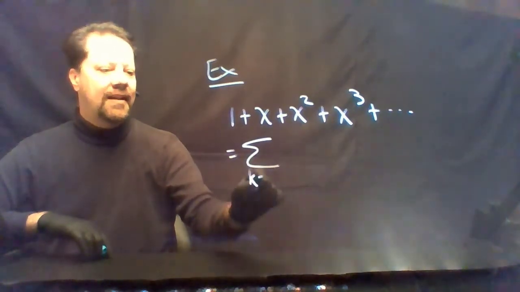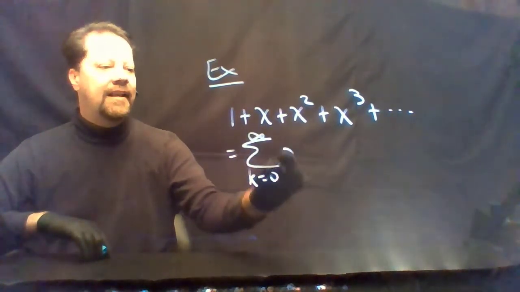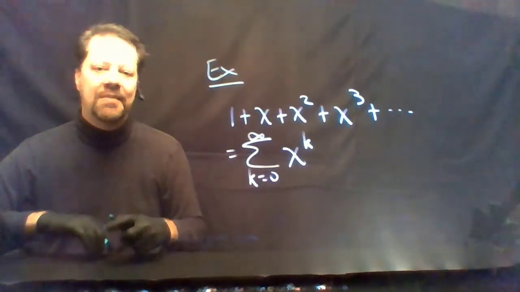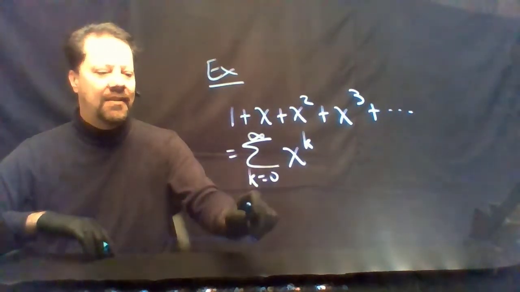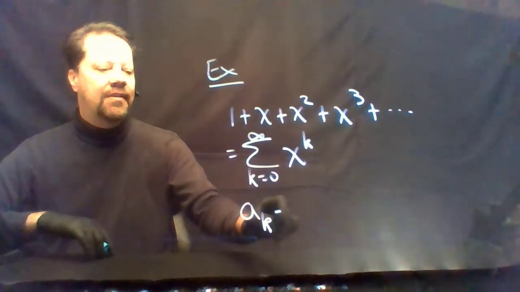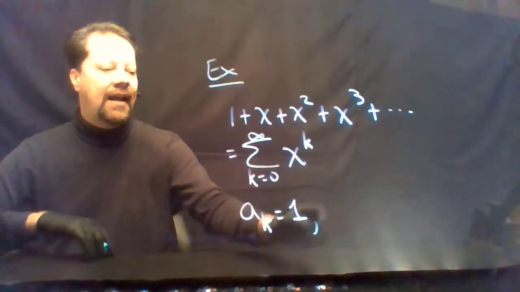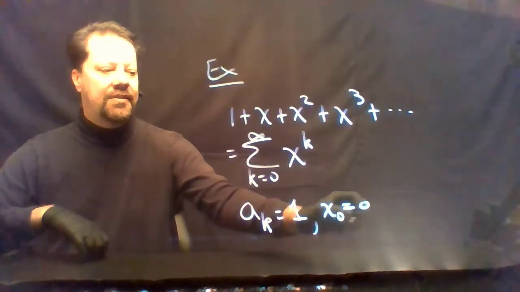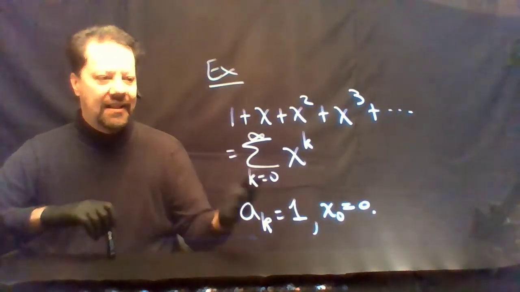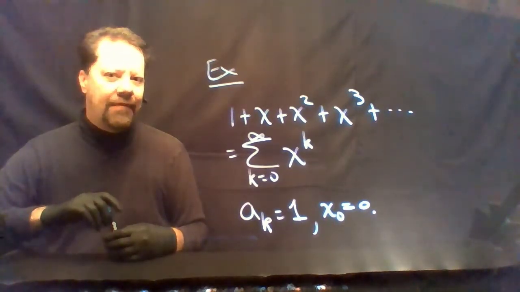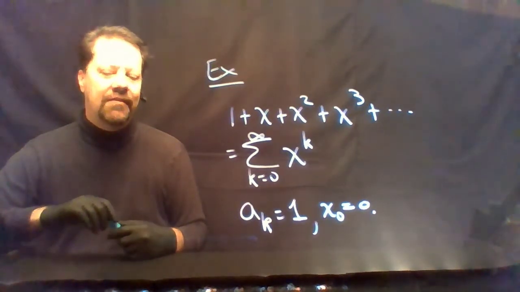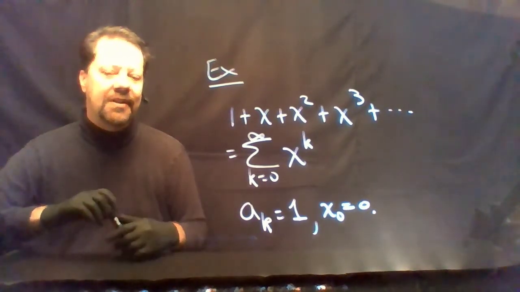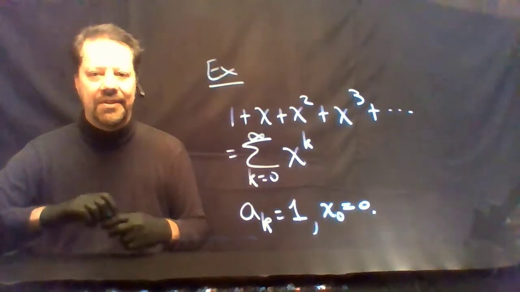Sum as k goes from 0 to infinity of x to the power k. That's about as simple a power series as you can get. All of the coefficients are 1, and the center is 0. It is natural to ask, for what values of x does this series converge? But we can also answer another question on this very simple series. To what value does the series converge?